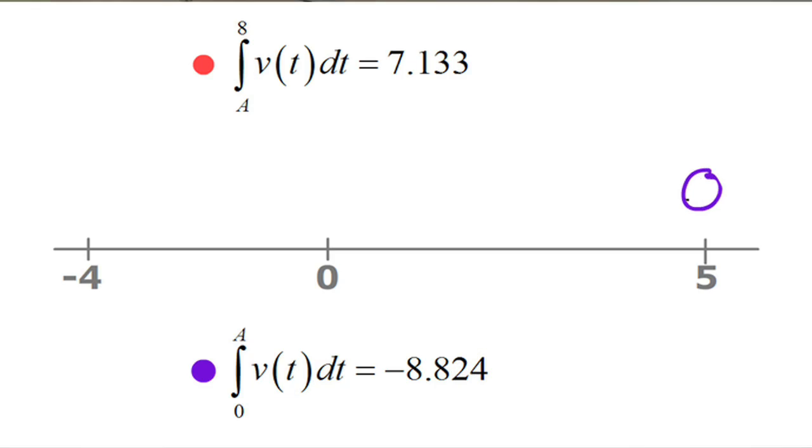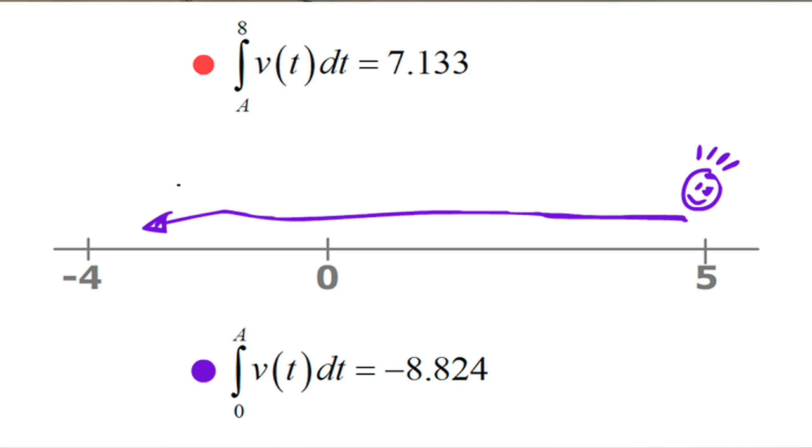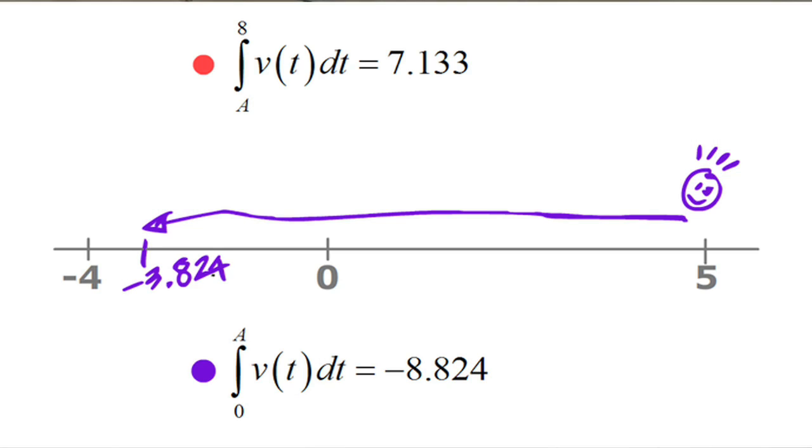So E is find the farthest distance the particle is from the origin over interval t equals 0 to t equals 8. To do this problem, we can use the integrals that we had from part D. Let's start by drawing a little picture of our particle. Remember that he starts out at t equals 0 at 5. The particle then moves left. The integral from 0 to a of v of t dt, which equals negative 8.824.